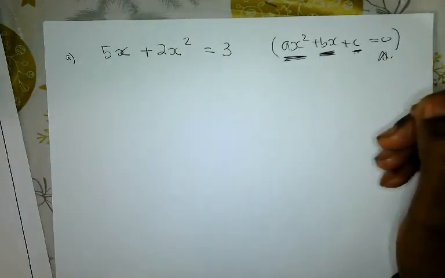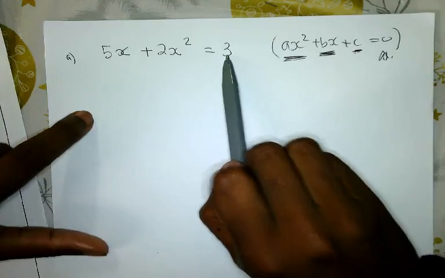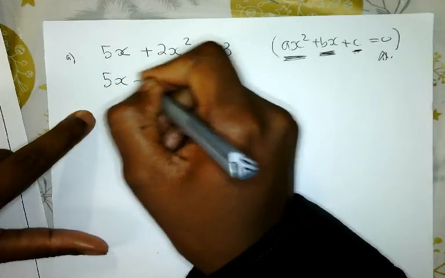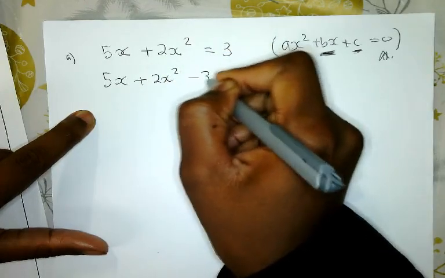So, meaning the first thing, I have to move the 3 this side. So 5x plus 2x squared minus 3 equals 0. Is that fine, right?